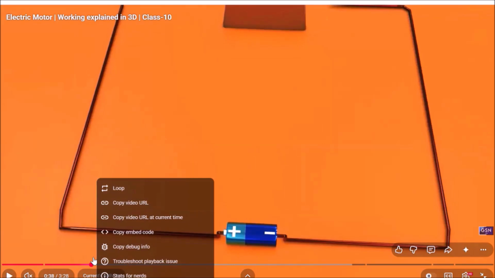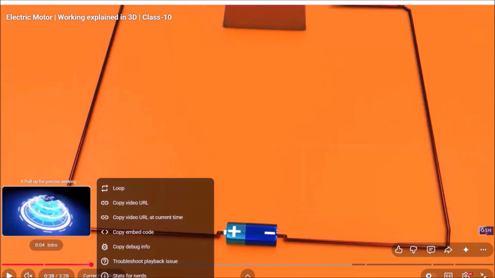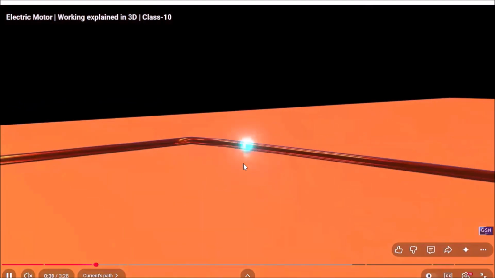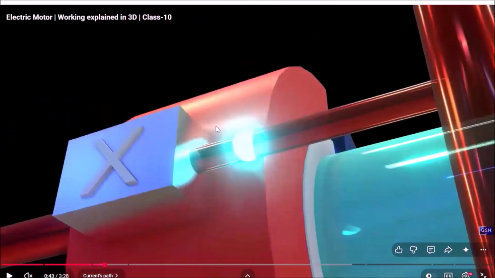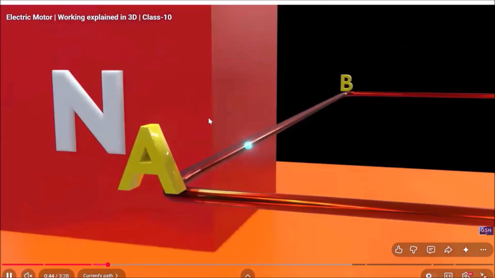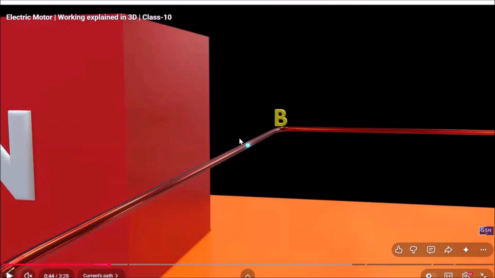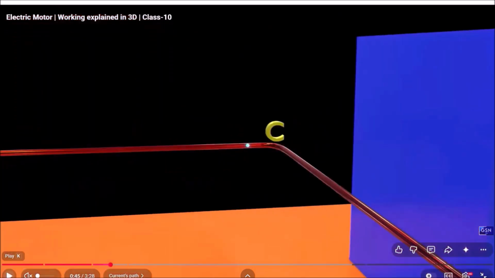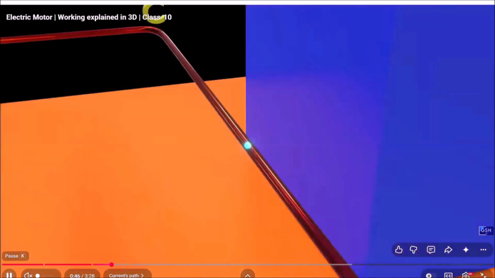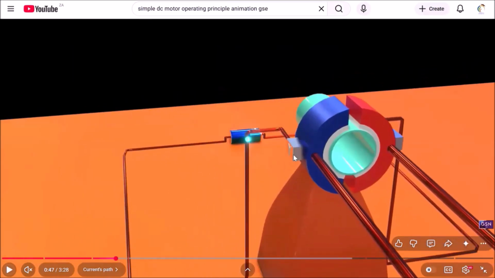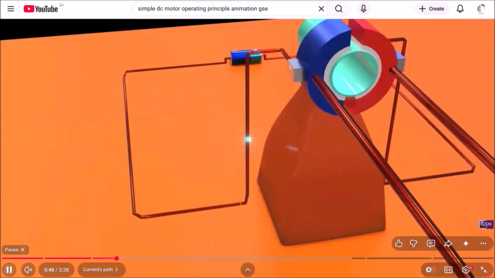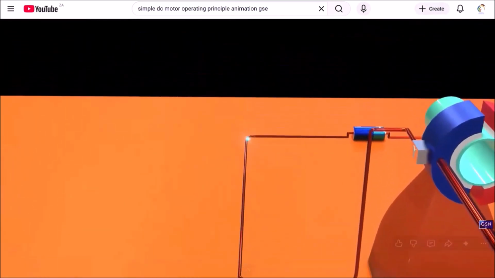Conventional current moves from the positive terminal of our battery to the brush labeled X, through the split rings, and to the left side labeled AB, going in that direction, to CD, going in that direction, and then to the blue split ring through the brush labeled Y, then back to the negative terminal.